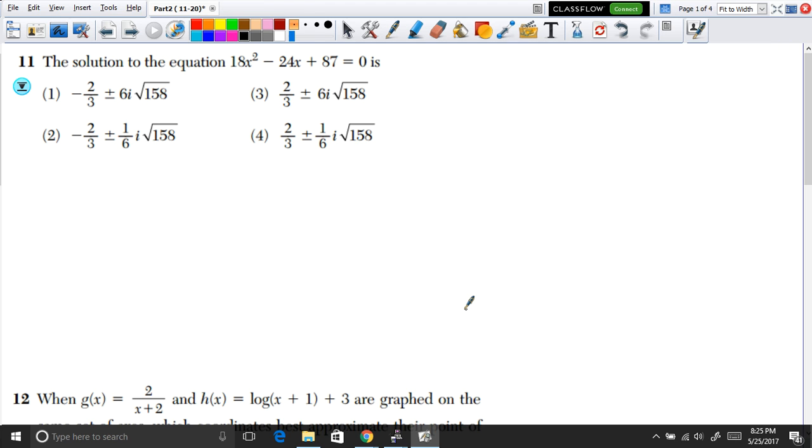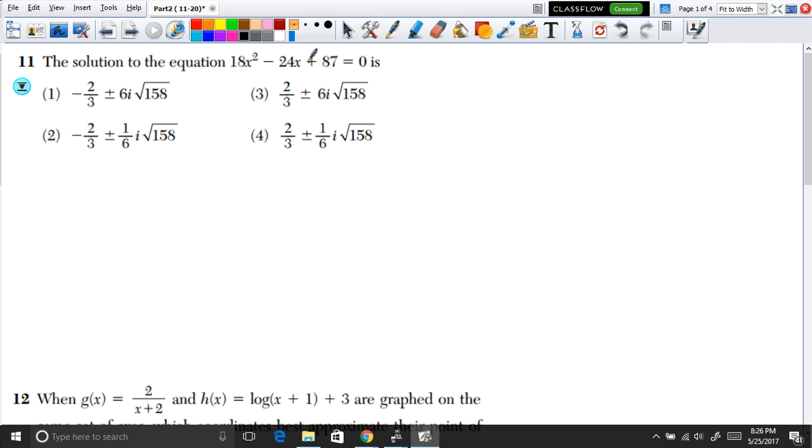So this is part 2 for the Algebra 2 Common Core Regents review. So now we will look at example 11 here. Notice the following. It says the solution to the equation 18x squared minus 24x plus 87 equals 0. What is the solution of this equation?